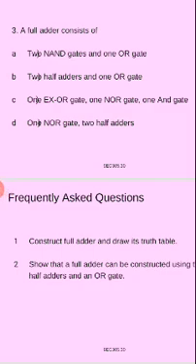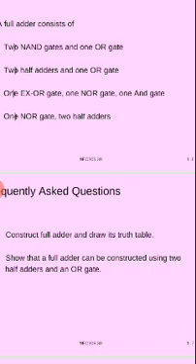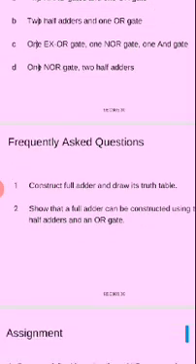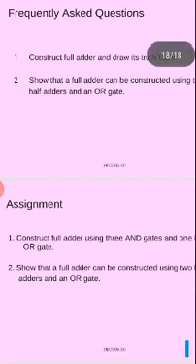Frequently asked questions. Construct a full adder and draw its truth table. Show that a full adder can be constructed using two half adders and one OR gate. These are the frequently asked questions. Assignment also is there, it is not required.